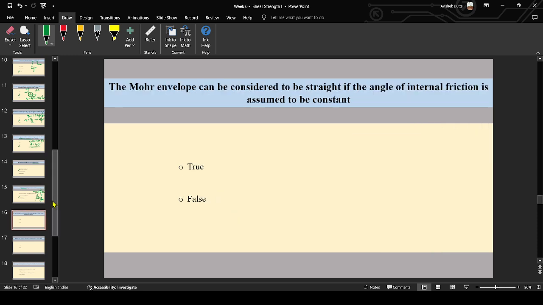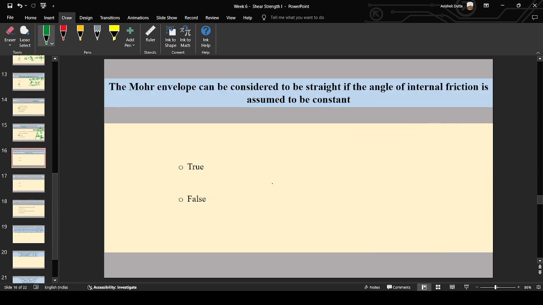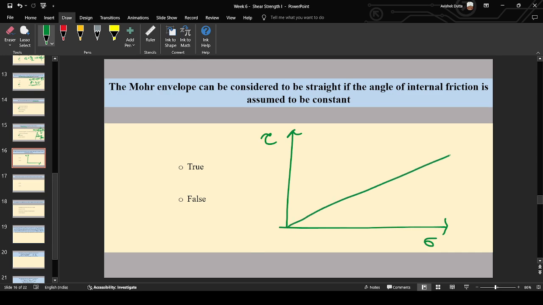Next question. The Mohr envelope can be considered to be straight if the angle of internal friction is assumed to be constant. So I'll just draw, this is tau, this is sigma. So in this case, if the Mohr envelope is straight, it is like this. It means what? It means the friction angle is constant, phi is constant. Okay. So if the Mohr envelope is a straight line, then the value of friction angle is constant.